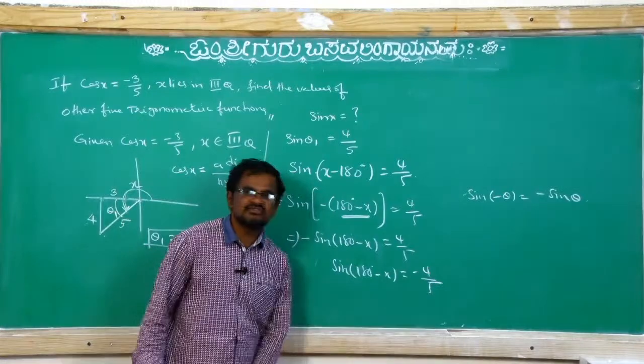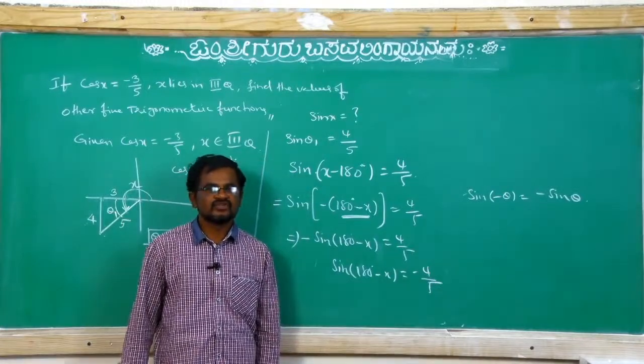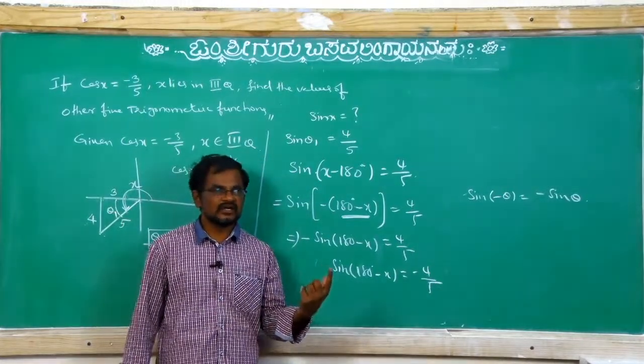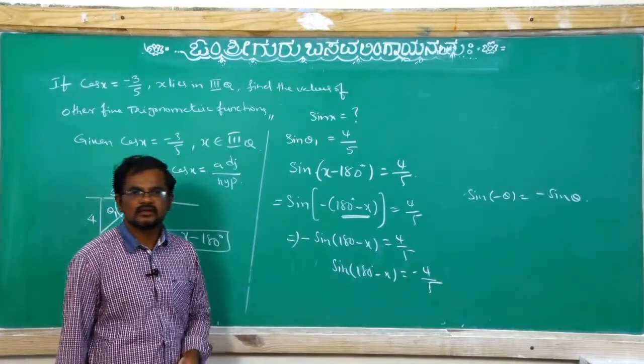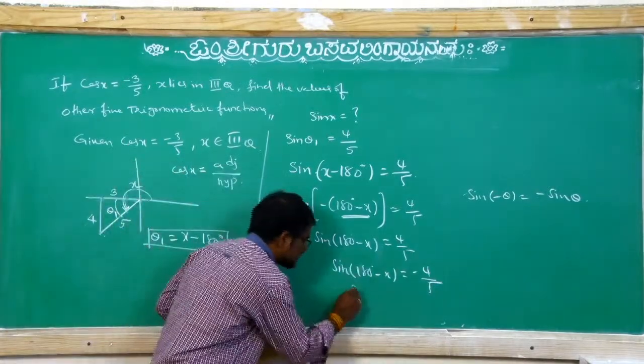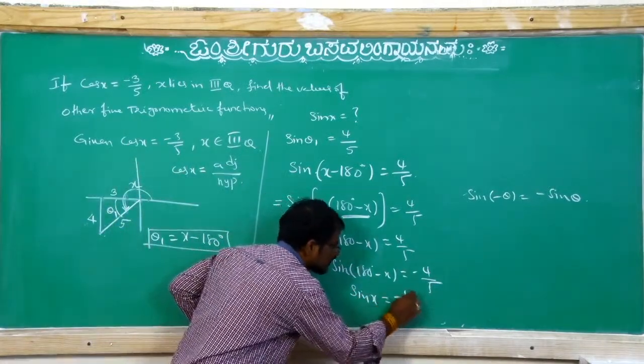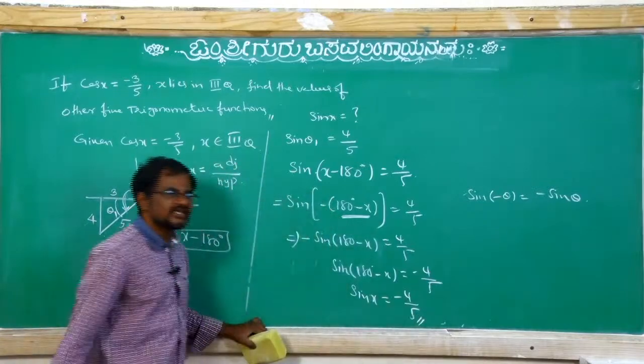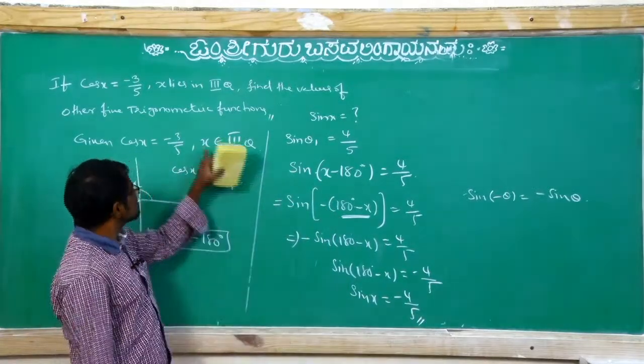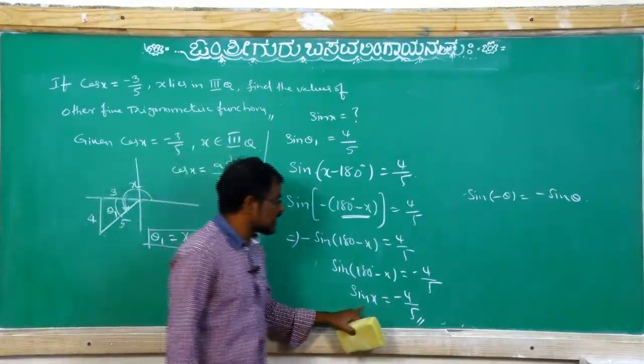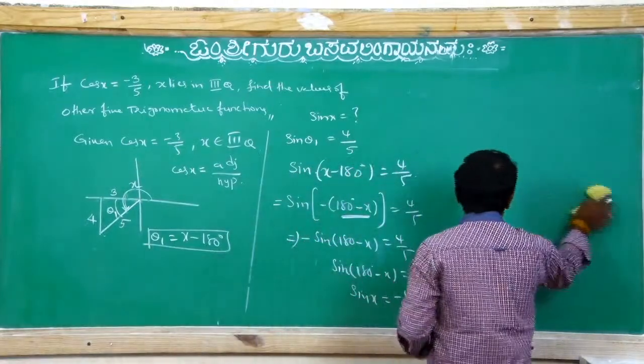180 minus x lies in which quadrant? Second quadrant. In the second quadrant sine is positive. At 180 sine does not change. So sine x equal to what? Minus 4 by 5. Cos x equal to minus 3 by 5. Sin x equal to minus 4 by 5.